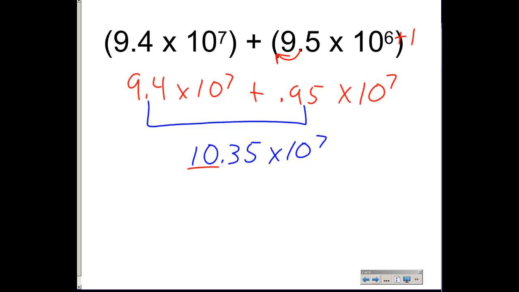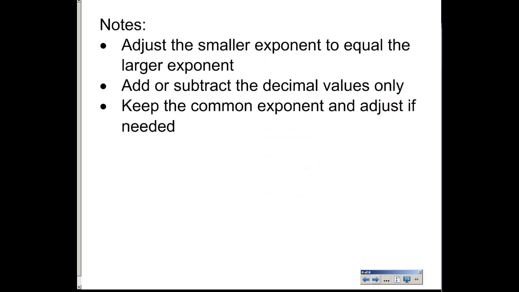However, I have 2 digits to the left of the decimal here, and I'm not allowed to have that. So what I got to do is move the decimal over one more place and call it 1.035 times 10. And if I'm moving this direction, I remember I'm adding to the exponent, so I now have 10 to the 8th power. Couple of notes just to remember: adjust the smaller exponent to be equal to the larger exponent, then add or subtract the decimal values only, and finally you want to keep the common exponent and adjust that exponent if you need to adjust it, as we did in the last example.